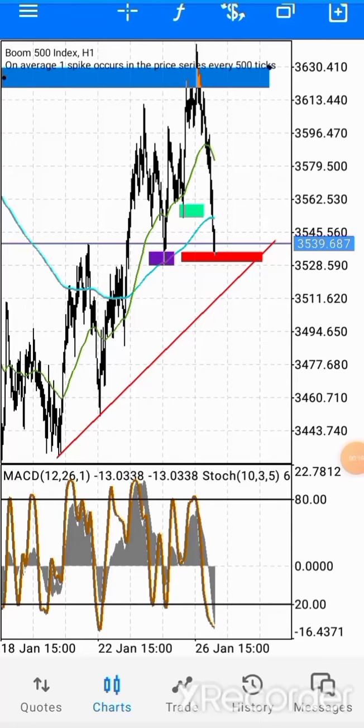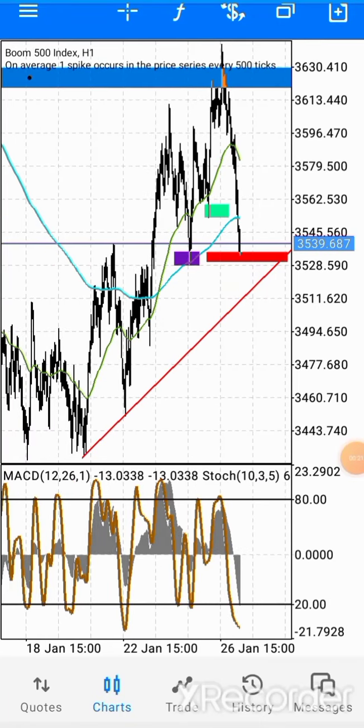We're using this instrument right here, Boom 500 Index, to show you how I draw trends. As you can see on this chart, please do not forget to check previous videos for the settings. Okay, a quick one. I don't want to take a lot of time here.